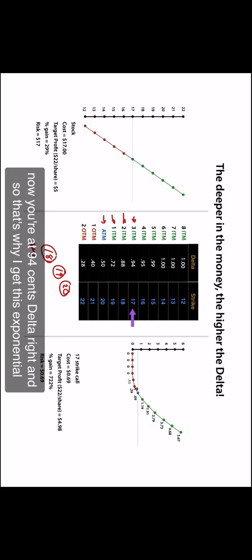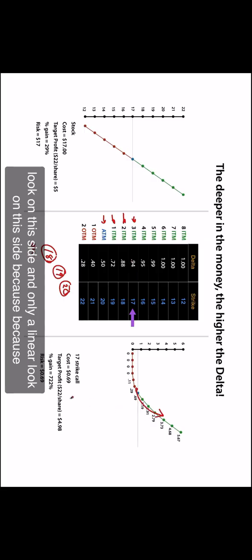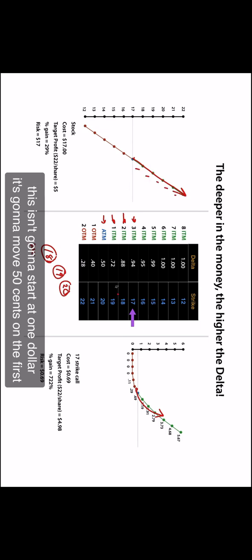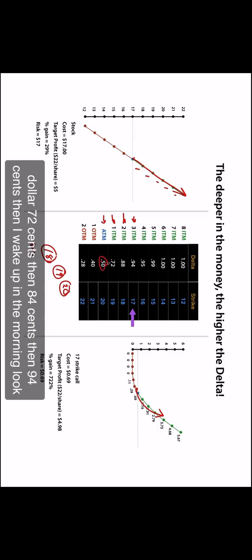Right? And so that's why I get this exponential look on this side and only a linear look on this side. Because this is just always going to be $1, $1, $1, $1. This isn't going to start at $1. It's going to move 50 cents on the first dollar, 72 cents then, 84 cents then, 94 cents then.